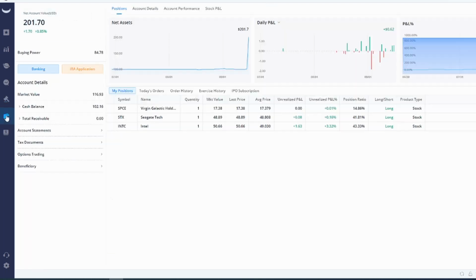And now let's go to our account. So now we're sitting on three stocks. We've got one share of Space, one share of Seagate Technologies, and one share of Intel. Looks like we're doing pretty good so far. Hopefully we'll start seeing some dividend coming in.